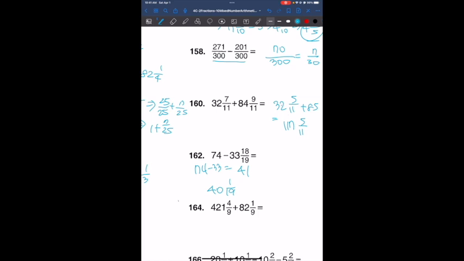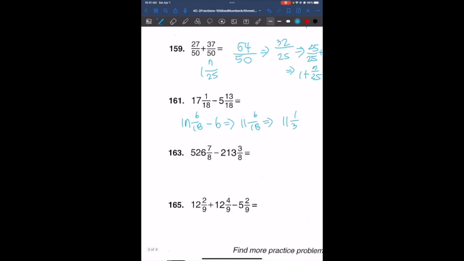So another way that you can think of this is to get to 34, we need to add 1 over 19 to get to 34. And then 74 minus 34 is going to be 40, so we have 40 and 1/19.